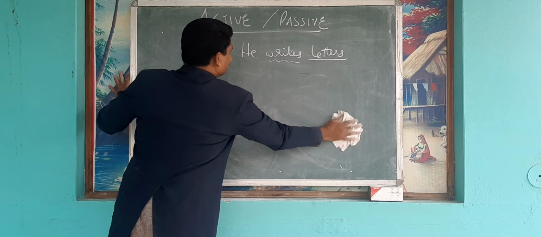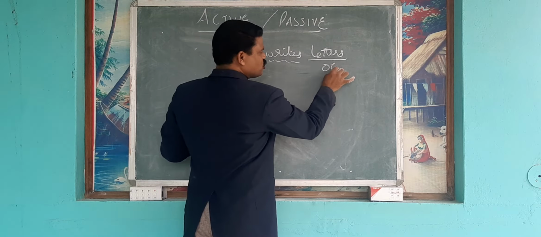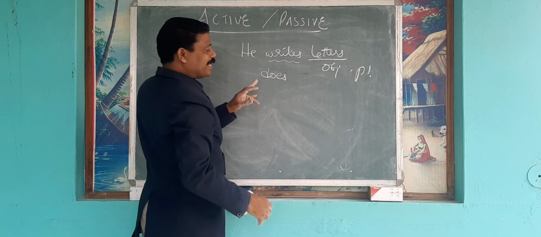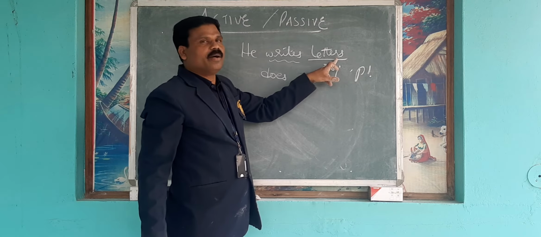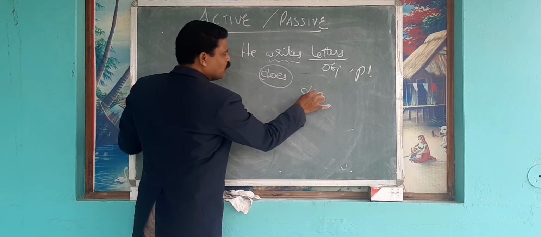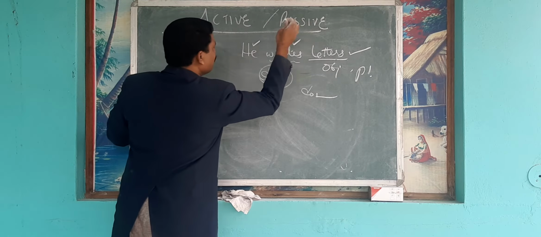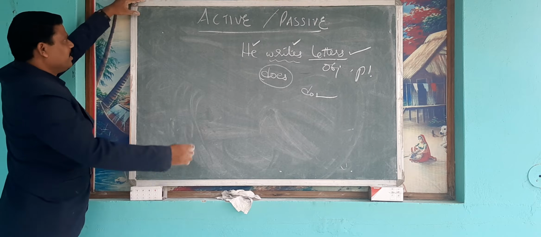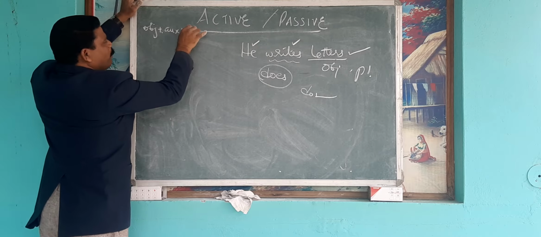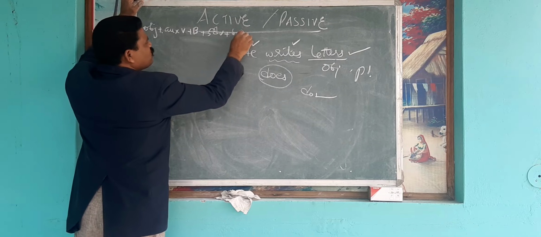Look at the sentence. He writes letters. As we have already learned, letters is the object, plural. Auxiliary verb, writes, does, but here letters is plural, so we have to use the plural form of does, that is do. Auxiliary verb found, object found, subject, verb. So the rule, again remember one thing: object plus auxiliary verb plus be, being, been plus third verb plus by plus subject.